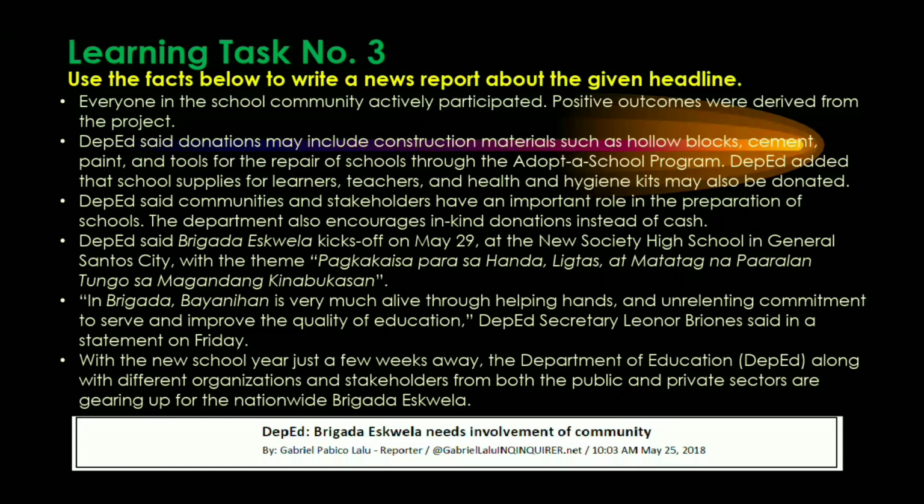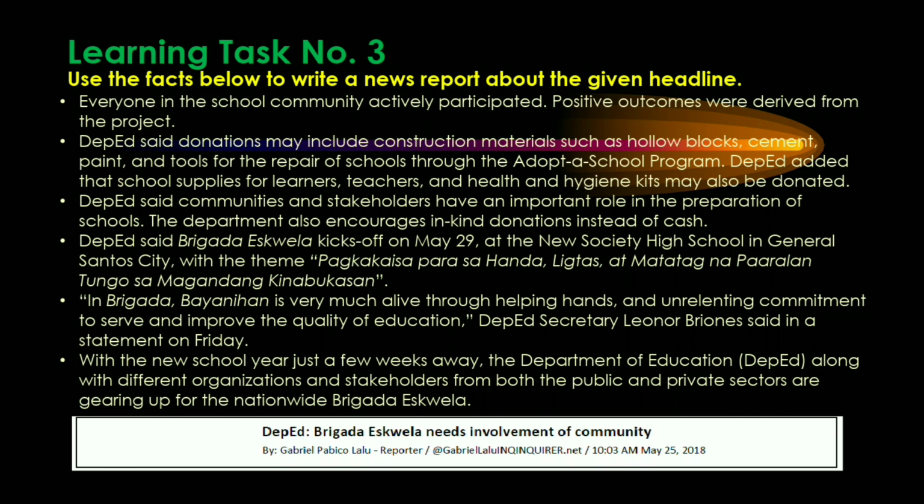For learning task number 3, you're going to use the facts given, the ones flashed on the screen, to write a news report about a given headline. So our headline is, DepEd Brigada Eskwela needs involvement of community. And the given facts are: one, everyone in the school community actively participated. Positive outcomes were derived from the project.